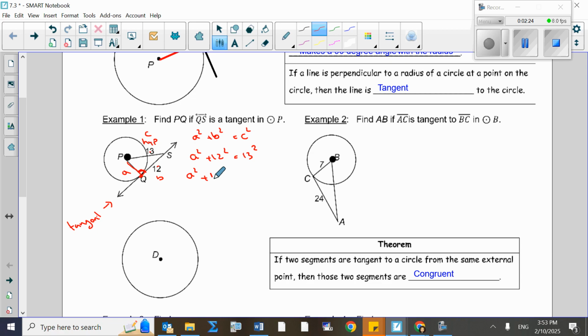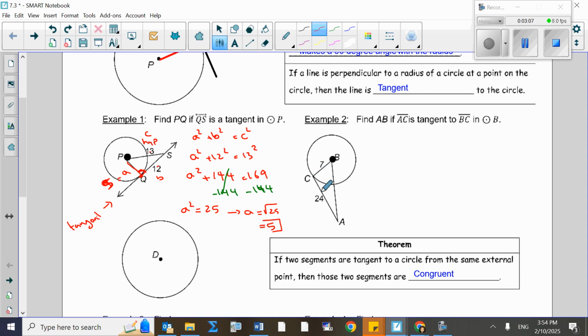So I have a squared plus 144 equal to 169. Now I subtract 144 from both sides. These two cancel. Then a squared will be equal to 169 minus 144, which is 25. And a will be the square root of 25, which is 5. So that's our answer. That's the other side of this triangle.